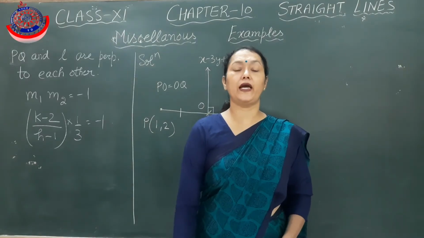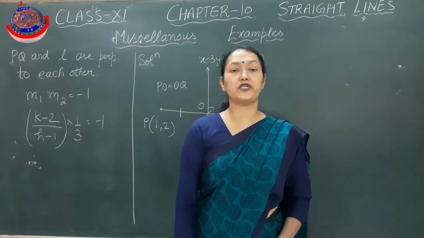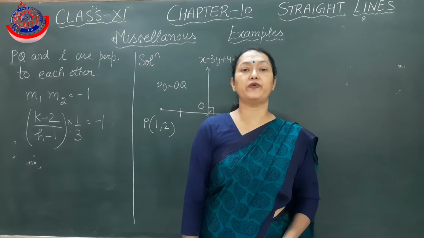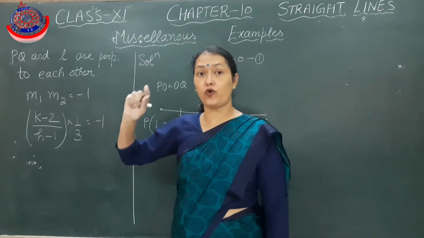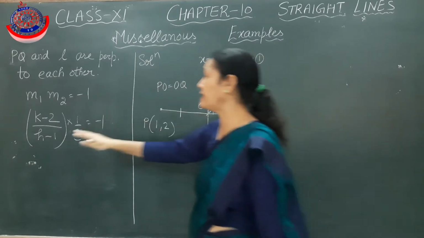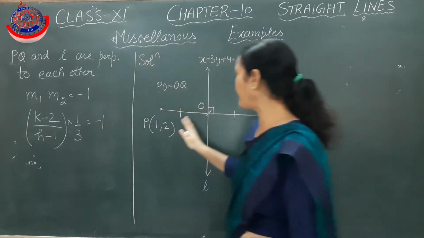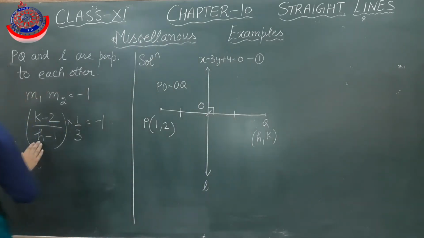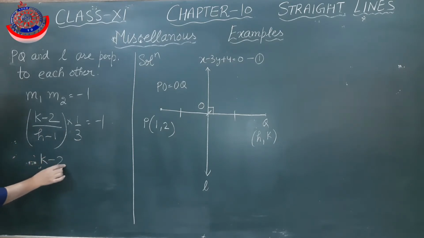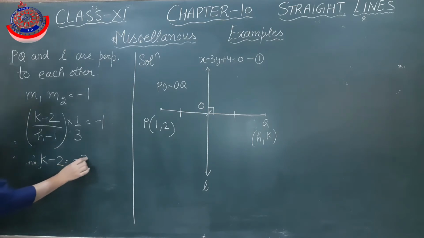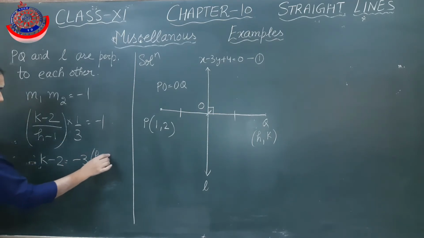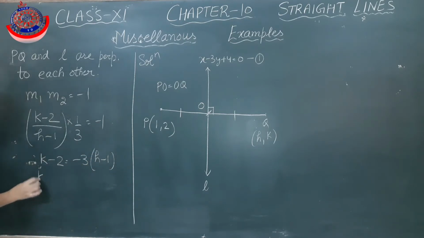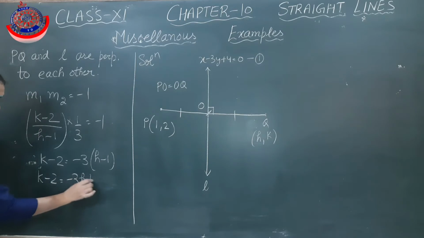As I have told you that PQ and L are perpendicular to each other, so using the condition of perpendicularity, we know that m1 into m2 is equal to minus 1. The slope for the straight line we have obtained is 1 upon 3, and the slope for PQ we have obtained is k minus 2 upon h minus 1, so the product equals minus 1. Now solving, k minus 2 is 3 times minus 1 into h minus 1, so it is minus 3. K minus 2 is equal to minus 3h plus 3. So k plus 3h minus 5 equals 0.